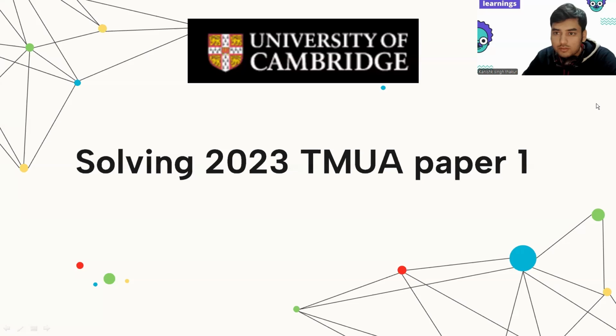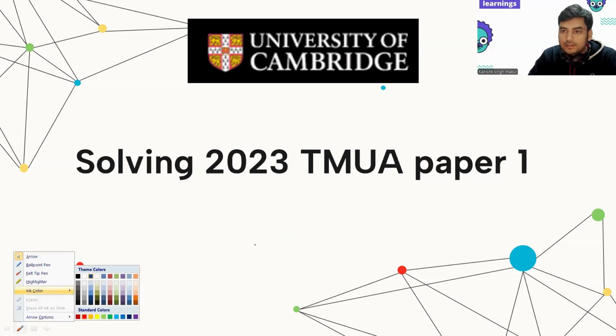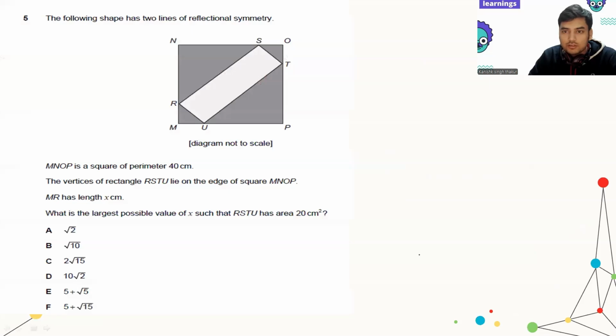Hi everyone. So welcome to solving the 2023 TMUA paper 1. In the last video I covered up to question number 4. Now I'll be moving forward with question number 5, and these are mostly your geometry questions. So let's go ahead and see what it is here.